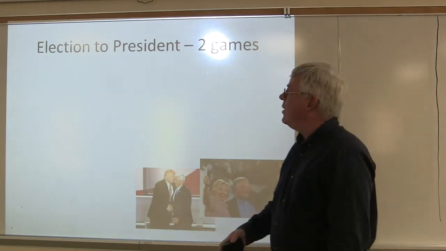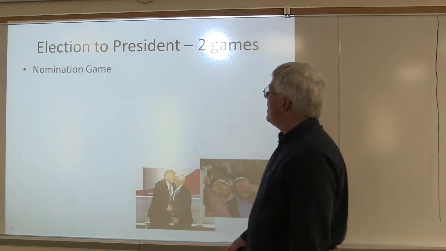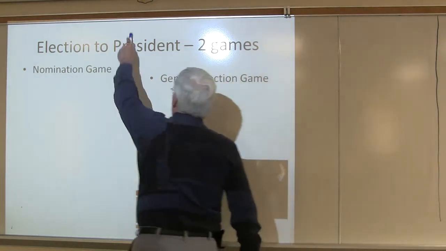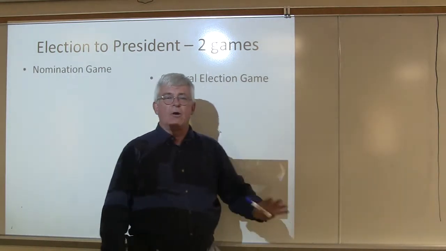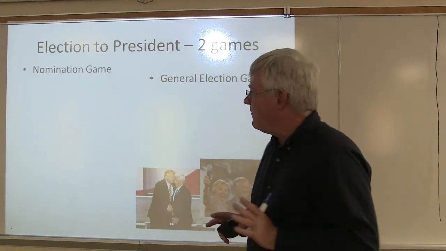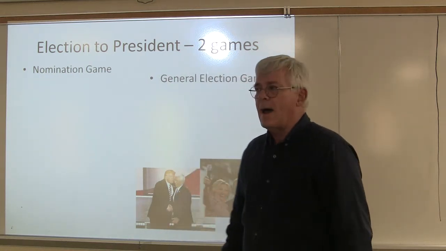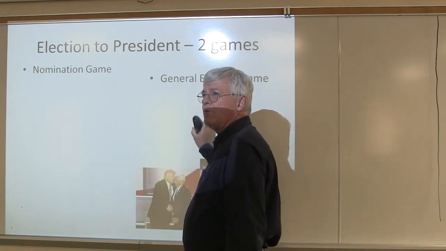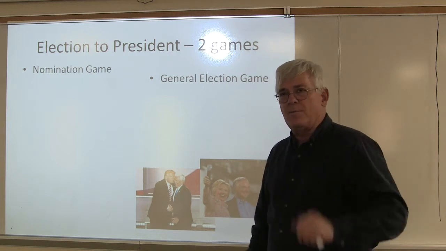How do you get to be president? Well, you have to win 2 games. You have to win the nomination game, and you have to win the general election game. Now draw a line in your notes on this. This is apples, and this is oranges. They are 2 distinct, separate processes, and the dividing line is the National Party Convention. All right? Now, it's so easy to start talking about aspects of one when you're thinking about one of the others. So, you got to clean up your thinking on this.